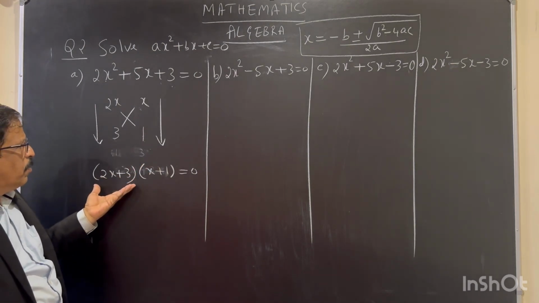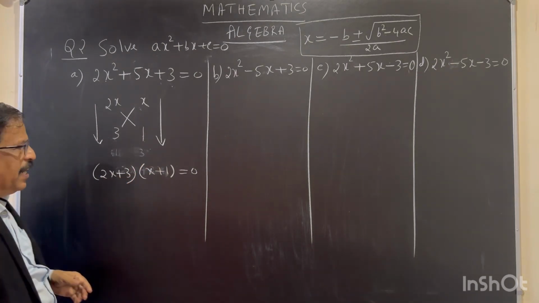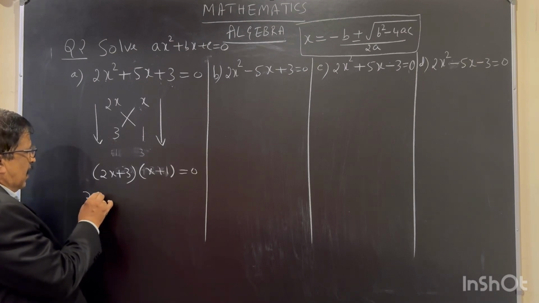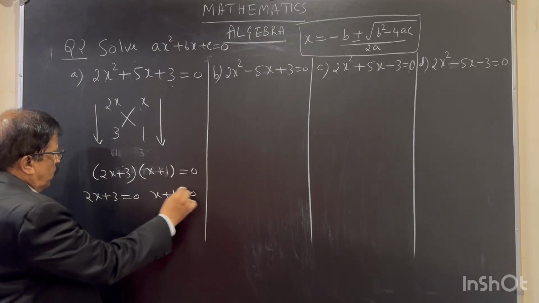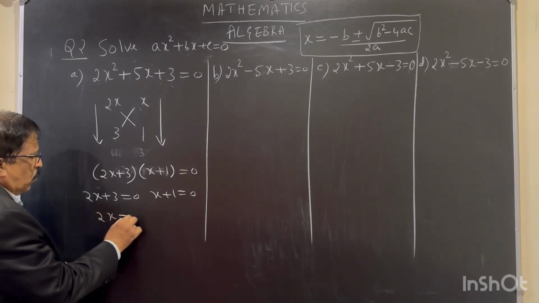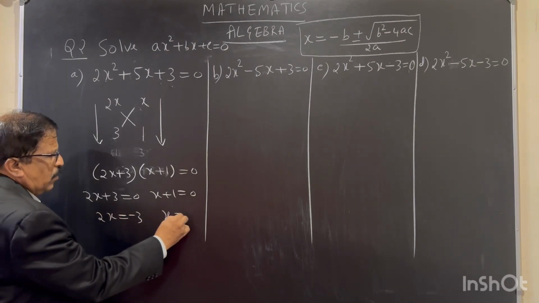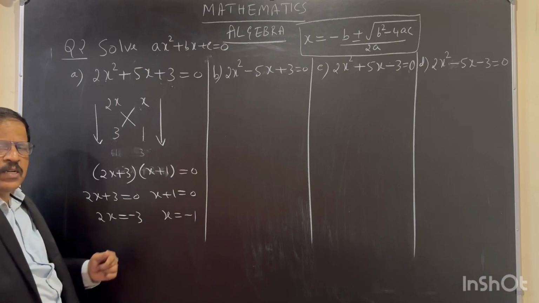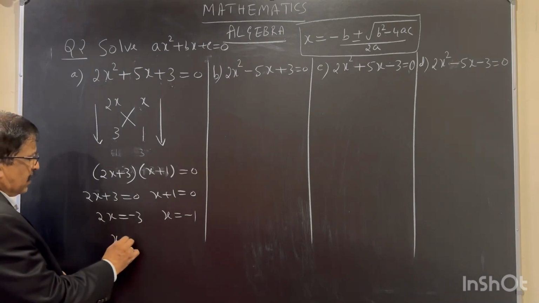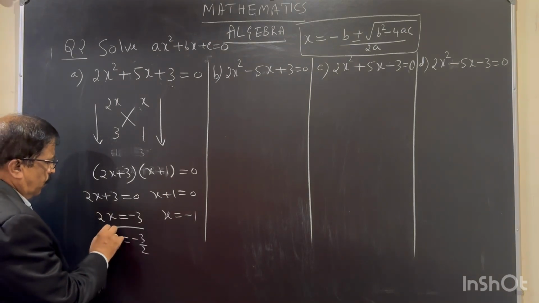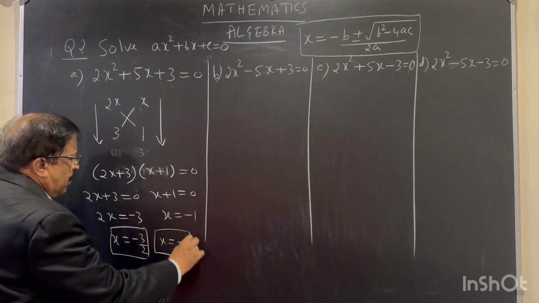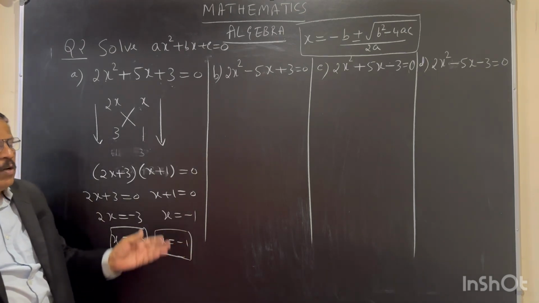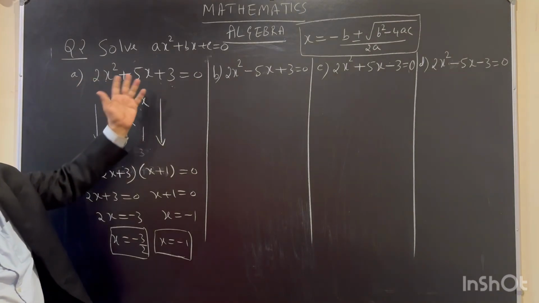So, this is in the form a into b is equal to 0. A into b is equal to 0 means a is equal to 0 or b is equal to 0. So, this is 2x is equal to minus 3. Here x is equal to minus 1. So, x is equal to minus 3 by 2. And here x is equal to minus 1. These are the values of x satisfying this equation.